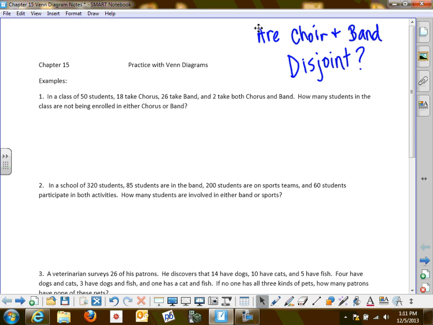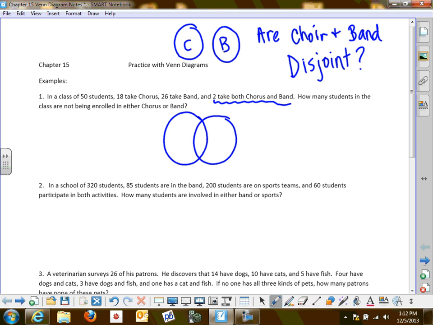Disjoint. You were correct, but I would have liked one more tie-in. Disjoint means no outcomes in common. So his statement that specifically referenced that 2 are taking both choir and band is the reason why these are not disjoint events. Disjoint events would look like this: a choir and a band and no overlap. Okay? So there you go. So you want to get that straight about this disjoint or not being disjoint, because in chapter 15, we address situations that have overlap and learn how to handle that.